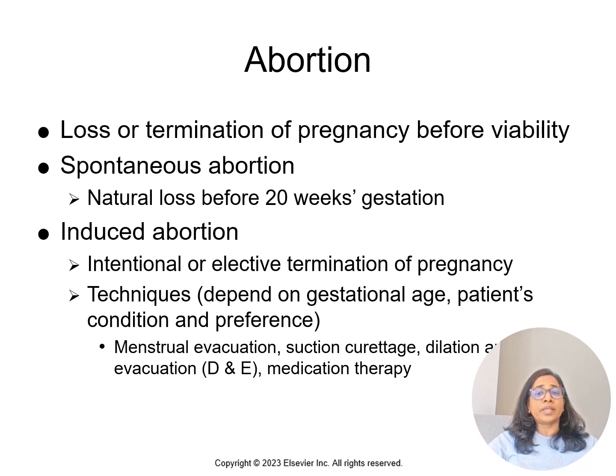Loss or termination of pregnancy before viability is called abortion. It could be spontaneous abortion or induced abortion. Spontaneous abortion means natural loss of pregnancy as a result of any abnormalities to the fetus. Our body has a natural tendency to expel that pregnancy, which causes spontaneous abortion. Or sometimes people go for intentional or elective termination of pregnancy, that is induced abortion. So those are the two types of abortions we will see.